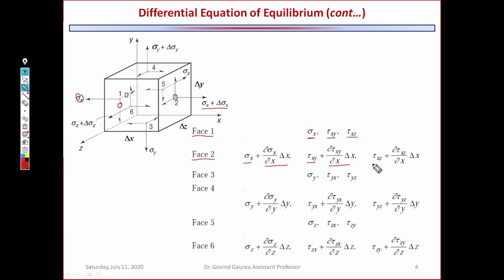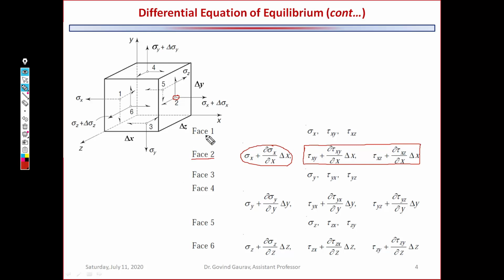The third will be the shearing stress plus the partial derivative of tau xz with respect to the x axis. So this phase is subjected to one value of the normal stress, which is this value, and these two are the shearing stresses acting on the particular plane that is represented by phase 2. So this one is phase 2.